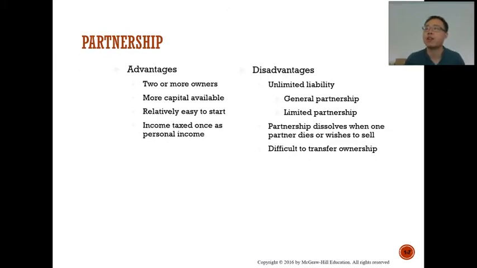The second form is relatively similar to the sole proprietorship. It's called partnership. The only difference is that it has not only one man, it has more than one person, but not too many people. Maybe 2 people, maybe 5 people, but not too many. The owners are called partners. They're not shareholders, they're partners. Okay. This form of business also has advantages. For example, more capital available relative to the sole proprietorship. It's relatively easy, not the easiest to start, but relatively easy to start this business. Again, the income is also taxed once as a personal income.